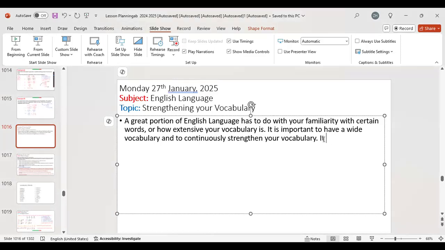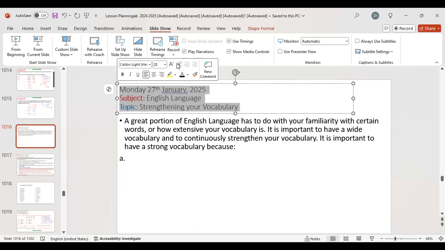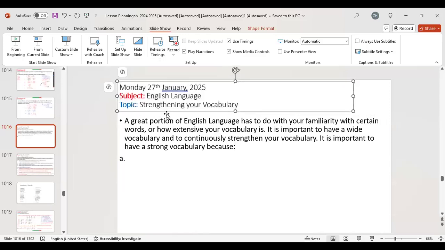So why is it important? It is important to have a strong vocabulary or an extensive vocabulary or an expansive vocabulary or broad vocabulary, because what's the reason? Why do you need it? First of all, you need to pass these exams, and there's that, right? But besides passing these exams, because the exams come and go, there are other reasons why you need to have a strong vocabulary, right?